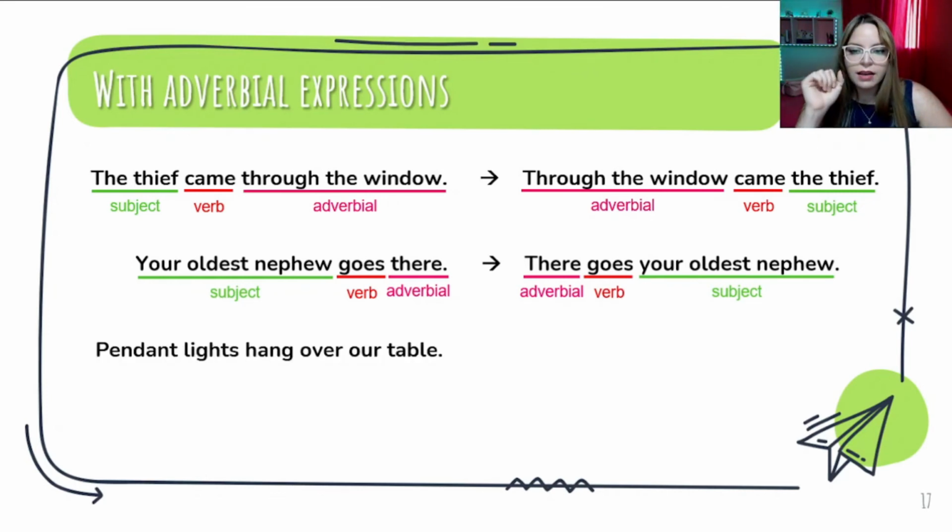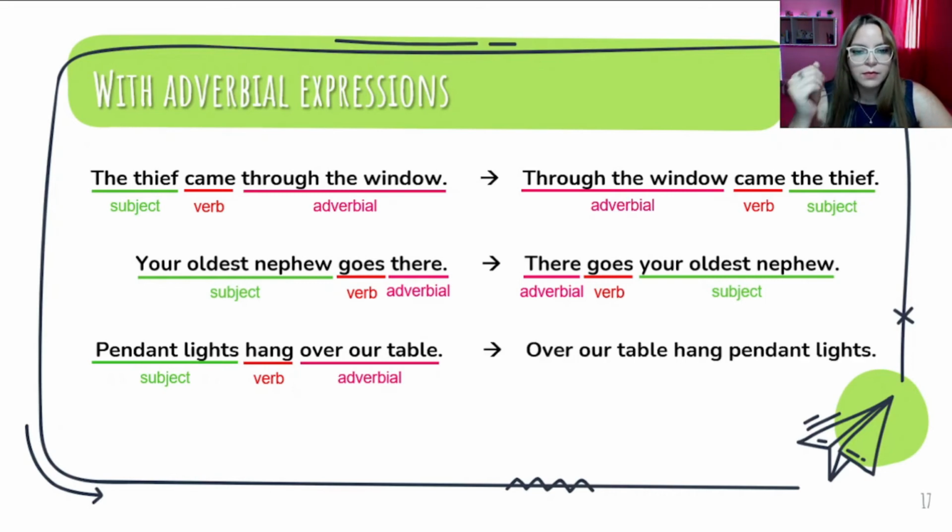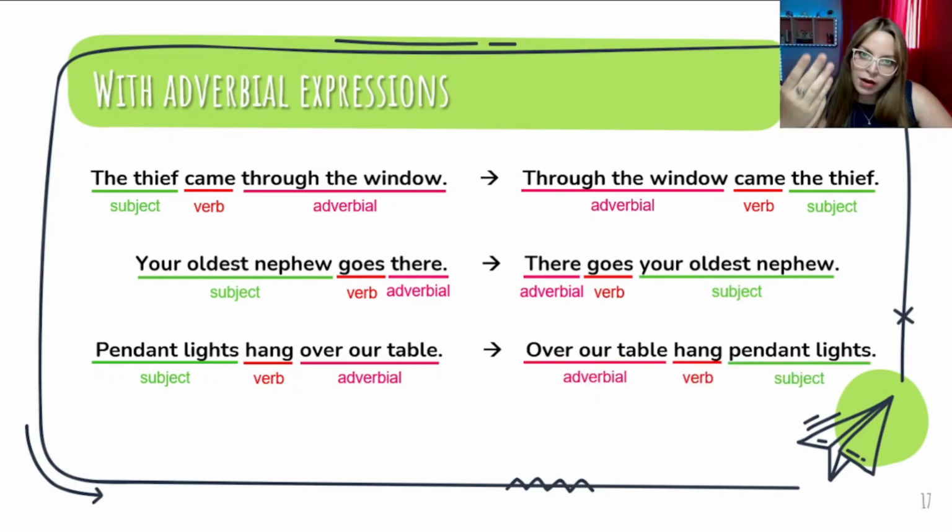Pendant lights hang over our table. Pendant lights function as our subject. Hang is the verb, and over the table is our adverbial. How do we invert? Well, over our table hang pendant lights. Our adverbial comes at the very beginning, followed by the verb, followed then by our subject. Good. Easy, right?